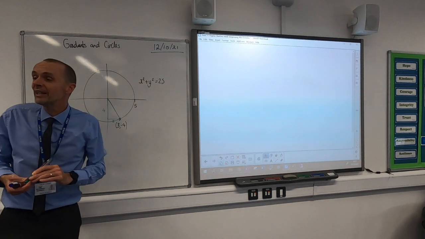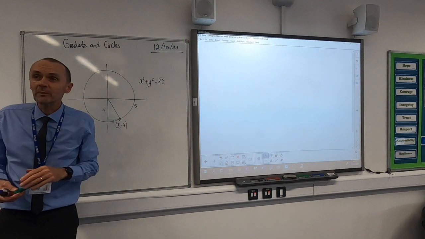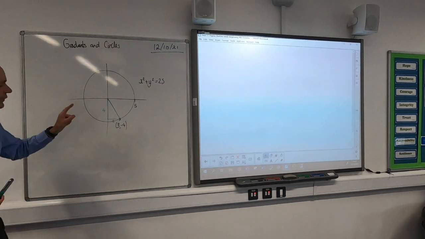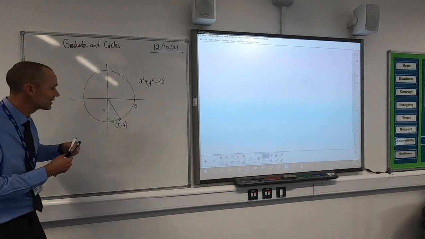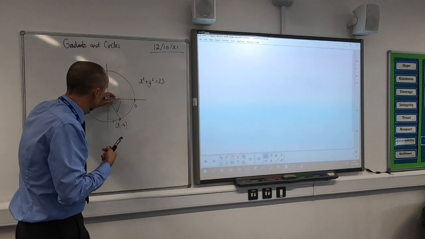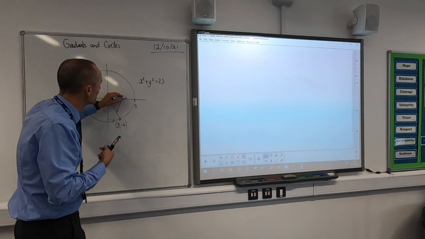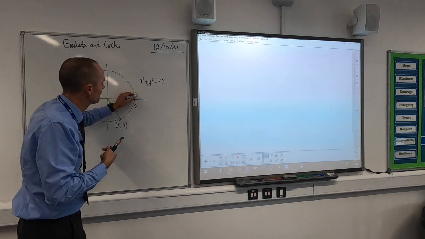So we've got 4 and 3. So using my bishop, I've got 4 over 3. So the gradient of that radius is 4 over 3, and it's downhill, so it's minus 4 over 3.